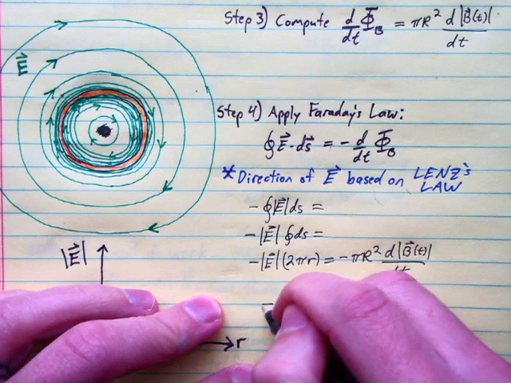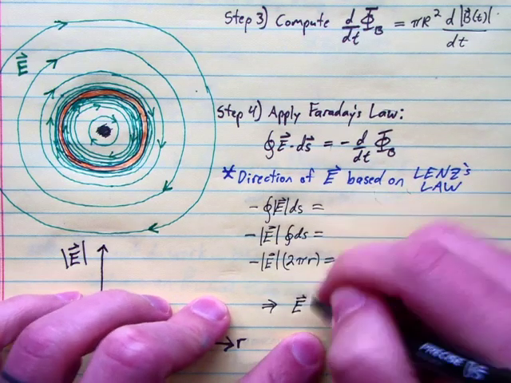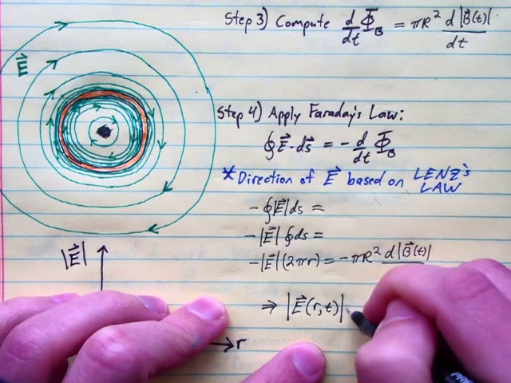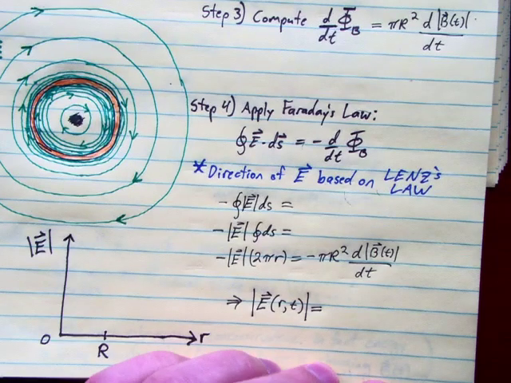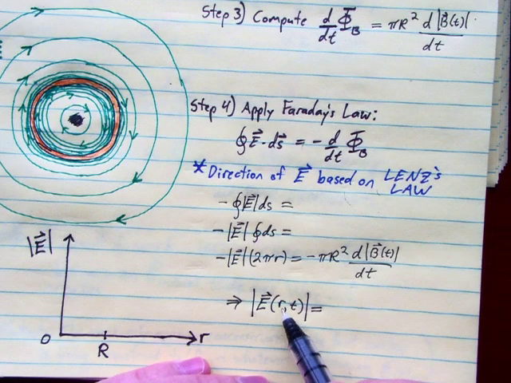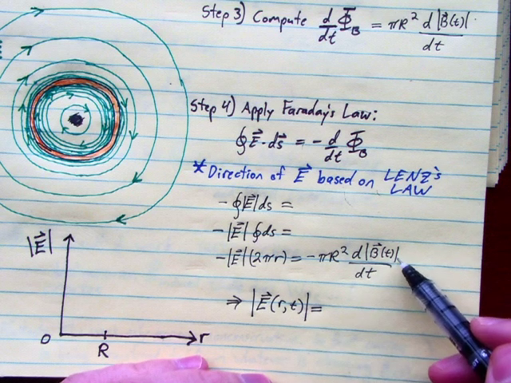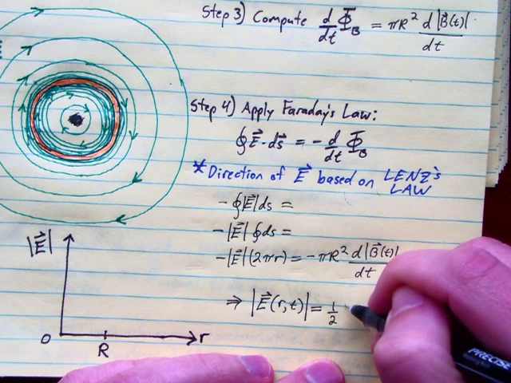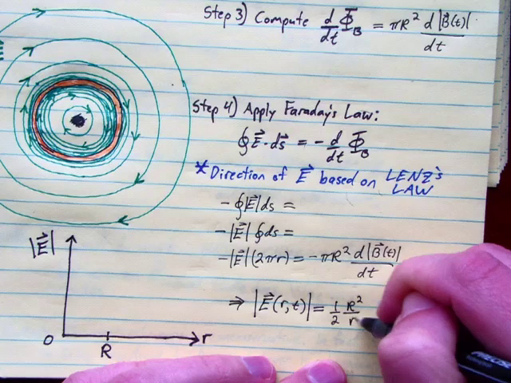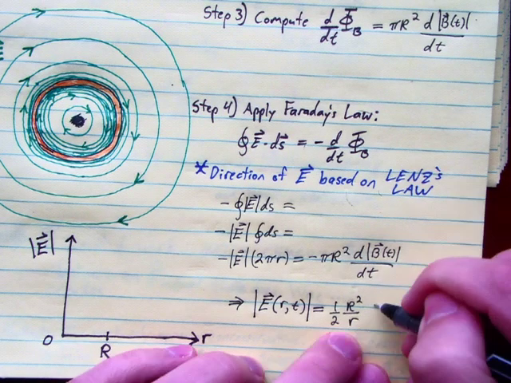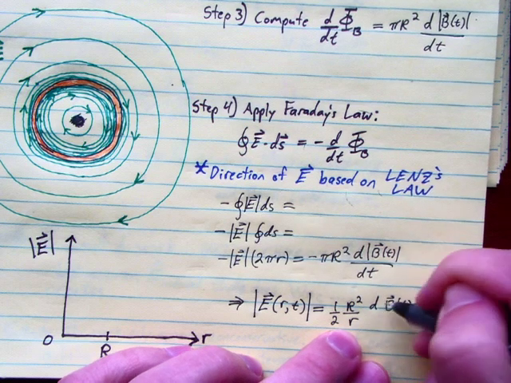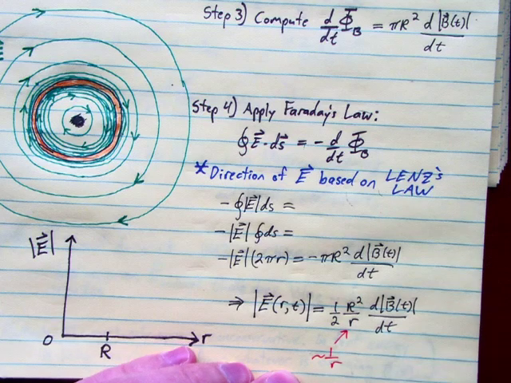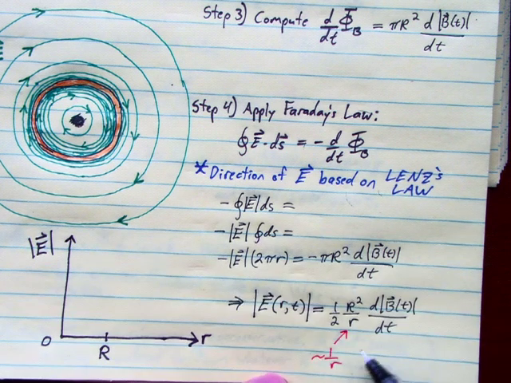And so we conclude that the induced electric field outside the solenoid, as a function of distance from the center of the solenoid and potentially as a function of time, since this is a function of time right here, is just equal to 1/2 big R squared over little r, so we've got a 1 over r function, times the rate of change of the magnetic field. We've got an induced electric field that drops off like 1 over r outside our solenoid.